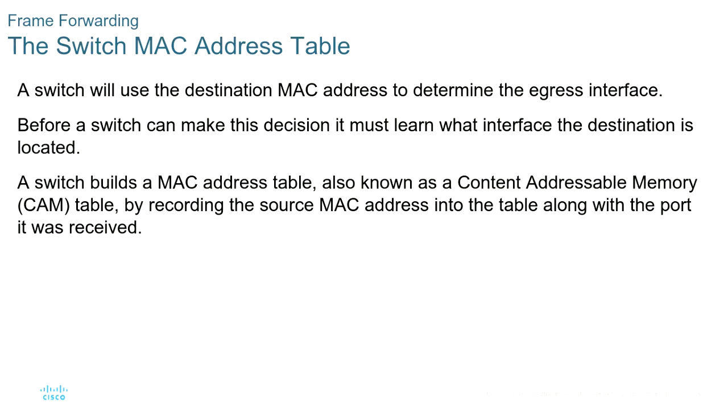So any Ethernet frame that flows into any switch port will be memorized by that Ethernet switch's MAC address table, the CAM table. It'll record that source address. And now when you get your answer back, it knows who you are and where you live. It'll be able to send that back to you.